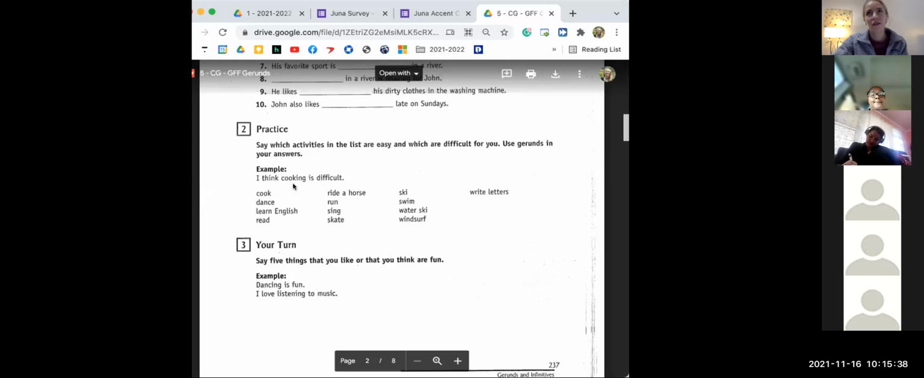Using cooking, swimming, the gerund form as the subject of the sentence, or in this case, after the verb think, we have the object of the verb, cooking. Any questions about exercise 2 or 3? Remember that we're looking for the gerund form of the verb.